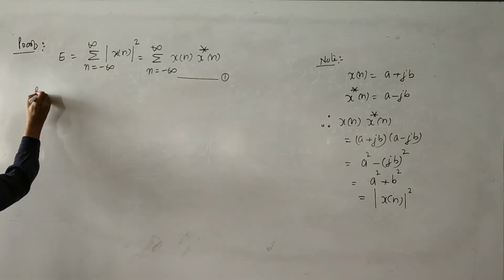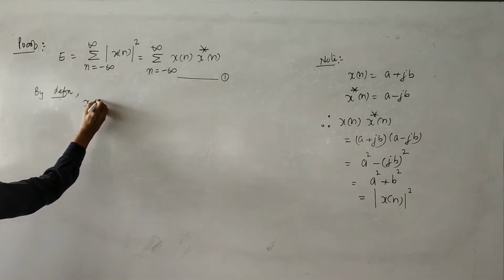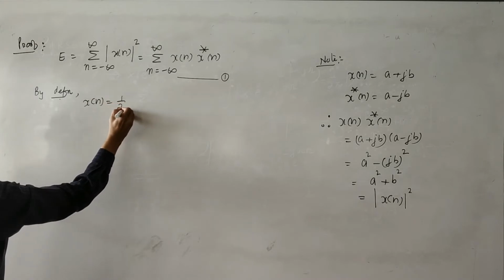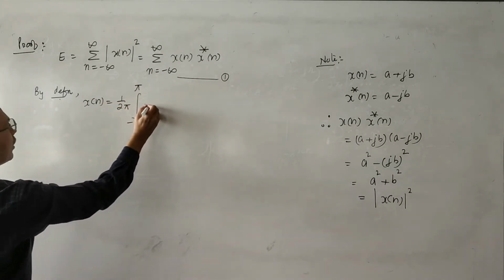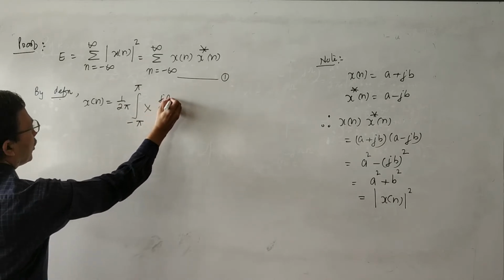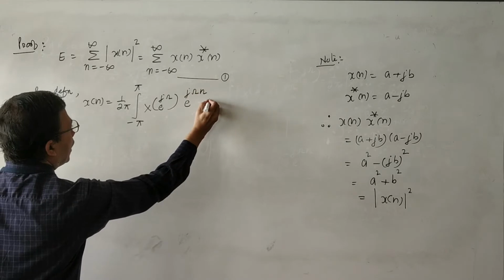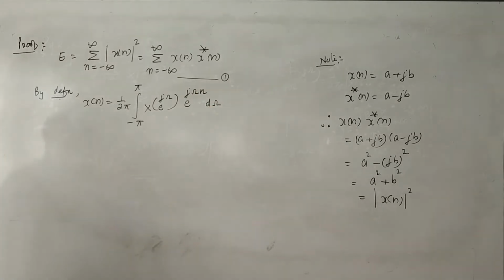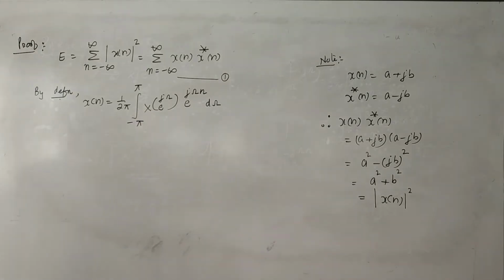By definition, what is x of n? 1 by 2 pi integral minus pi to plus pi X of e to the power j omega into e to the power j omega n d omega. Definition of inverse DTFT of X of e power j omega.